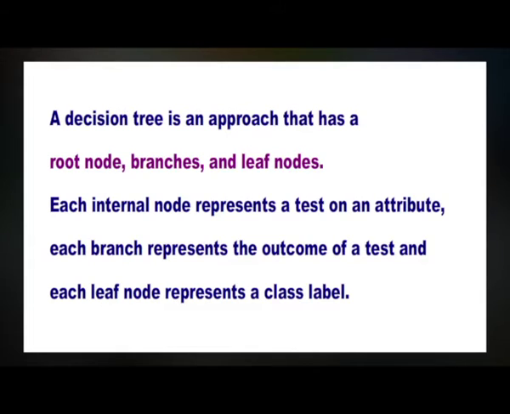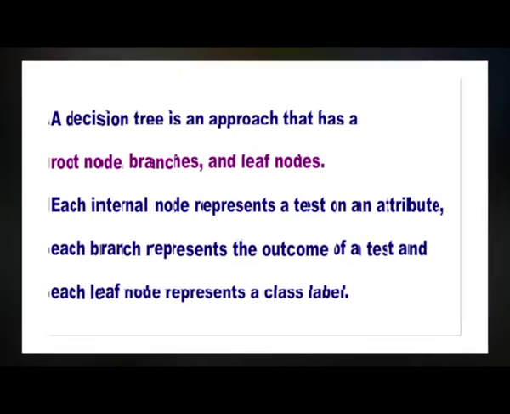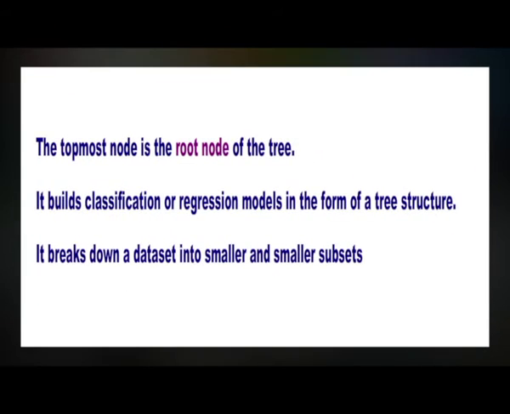A decision tree is an approach that has a root node, branches and leaf nodes. Each internal node represents a test on the attribute. Each branch represents the outcome of a test and each leaf node represents a class label. The topmost node is the root node of the tree. It builds classification or regression models in the form of a tree structure.